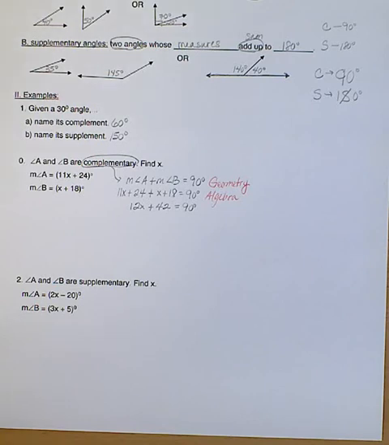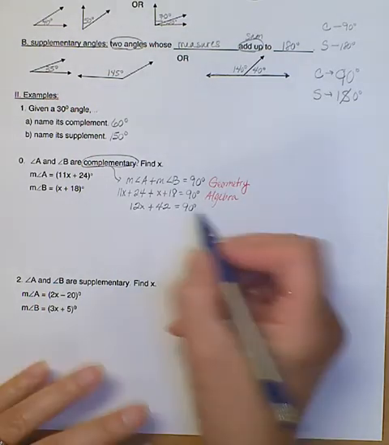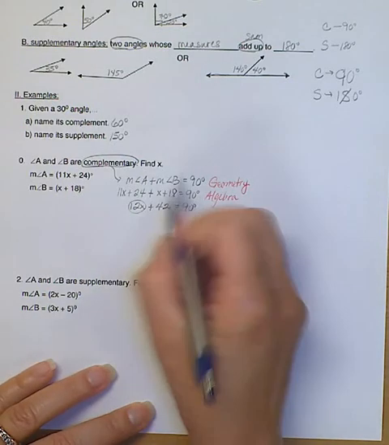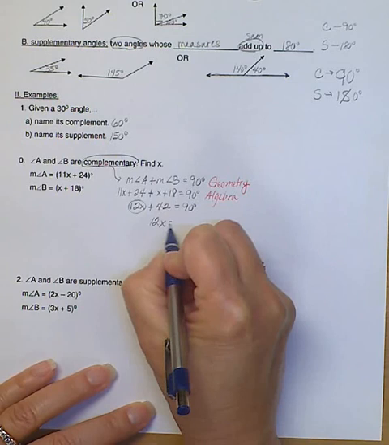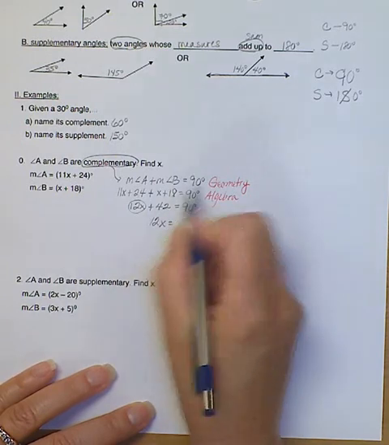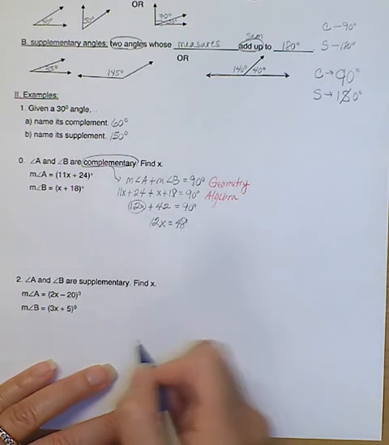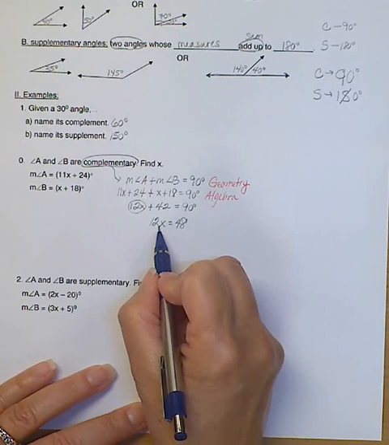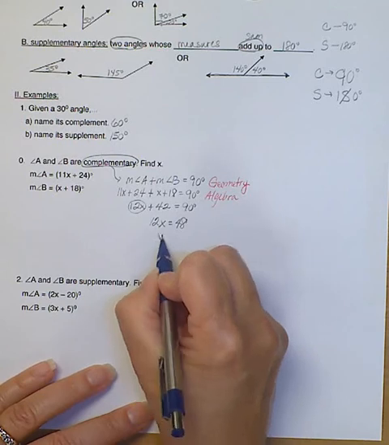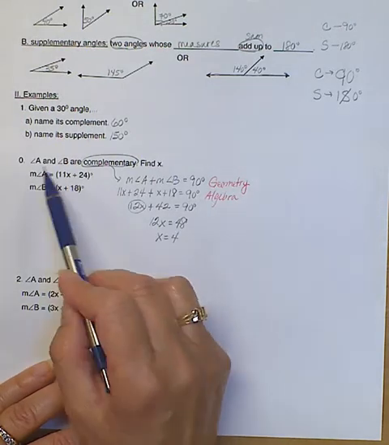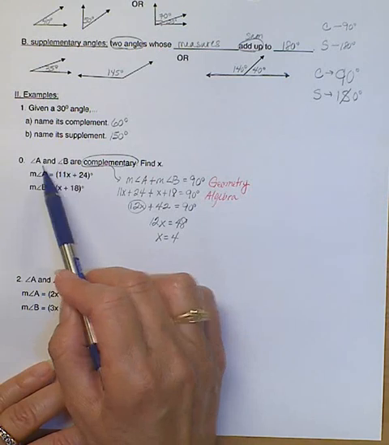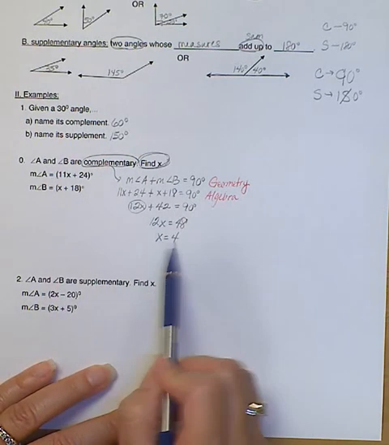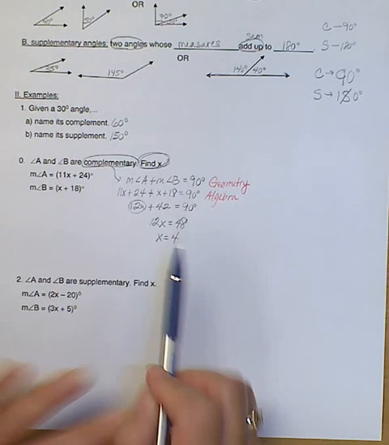Angle A and angle B are supplementary. Sorry, I'm doing a lot of moving here. I'm going to try to leave that so you can see that. Okay, so angle A and angle B are supplementary. Find x. So again, supplementary, two angles whose measures add up to 180. So I'm going to apply my geometry. The measure of angle A plus the measure of angle B equals 180 degrees this time.